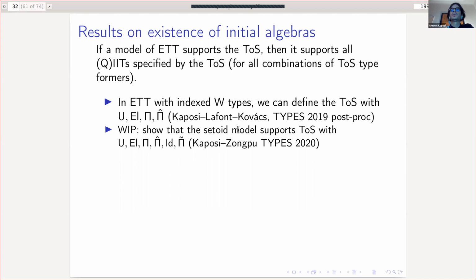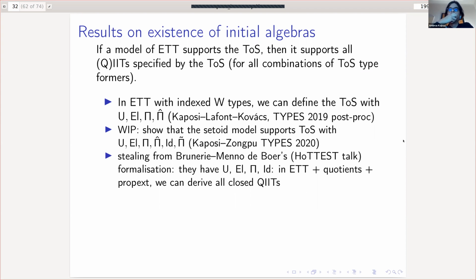We're also working on showing that the setoid model of type theory supports the theory of signatures with all different type formers. There's a types abstract about this. And another way to use the initiality proof and formalization of Brunerie and de Boer is this: they formalized that if a model of ETT supports quotients and propositional extensionality, then they formalized initiality for type theory with U, EL, pi, and ID. And I suspect that if we restrict their formalization to the restricted version of pi that we have, then we obtain the theory of signatures. So then we obtain all closed finitary QIITs for any model of type theory with these components.